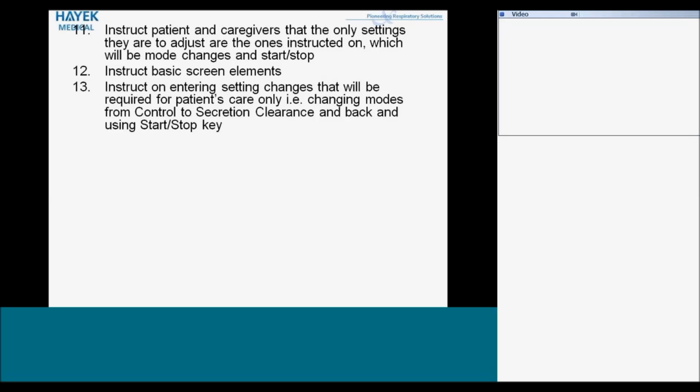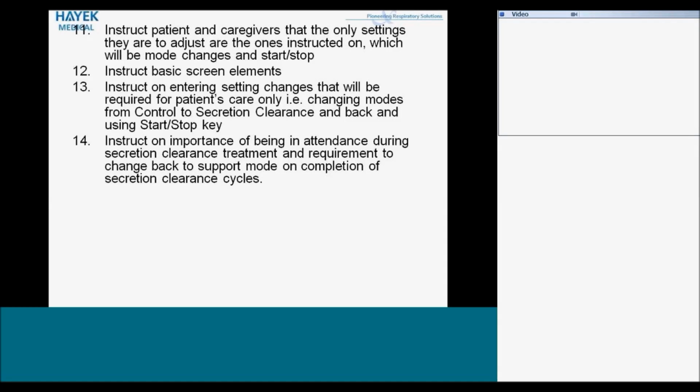You want to instruct them on how to enter the setting changes that will be required for the patient. As we said, they will be changing from their support mode to secretion clearance and back if they're ordered on secretion clearance. So you just want them to understand how to make that setting change only. And always, every mode has to be started. There is a start-stop key on the keyboard, and you want to make sure that they know just because they put the machine on control mode, it hasn't started until they hit the start key.